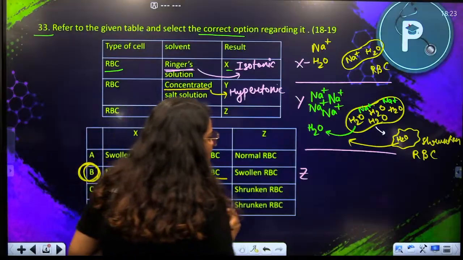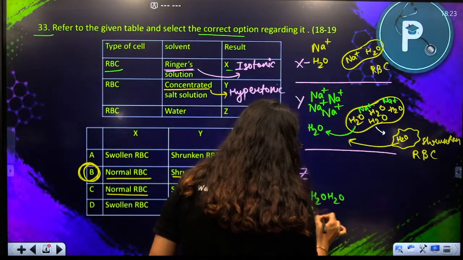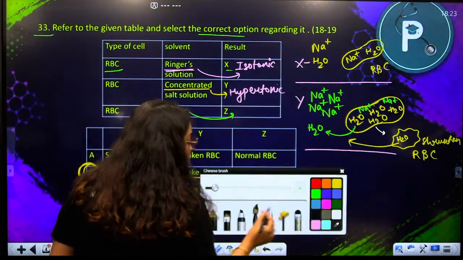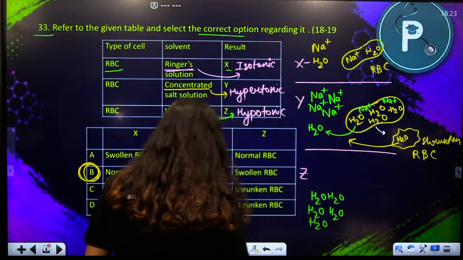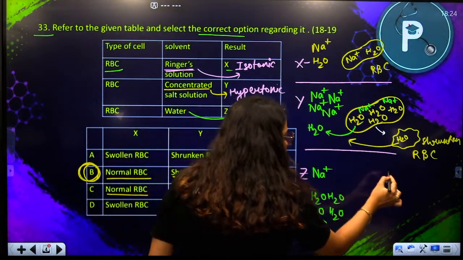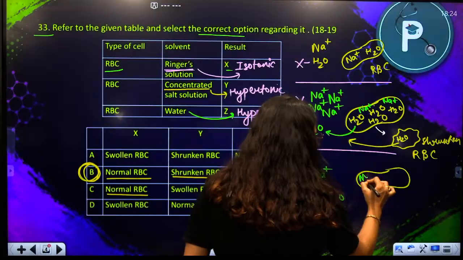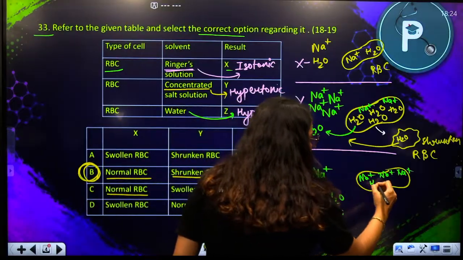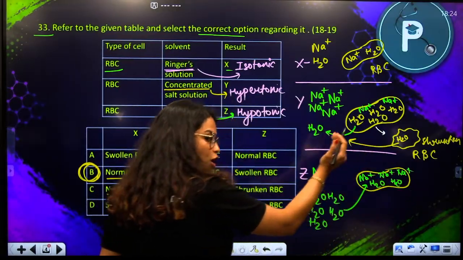So Z is water, and water solution would of course have more and more water, because it is water, absolutely, but it is actually hypotonic to the RBC. So water would have less salt concentration and more water concentration as compared to the RBC. So this is again the RBC. RBC would have more salt concentration as compared to the water, and less H2O. So what would happen here? H2O would move from high to low, always high to low.